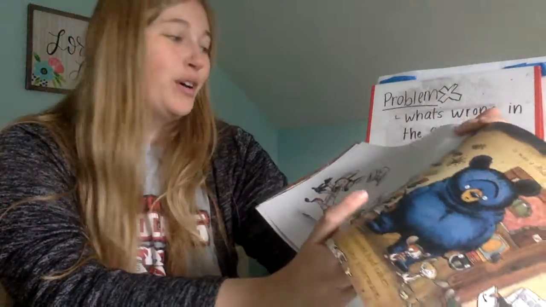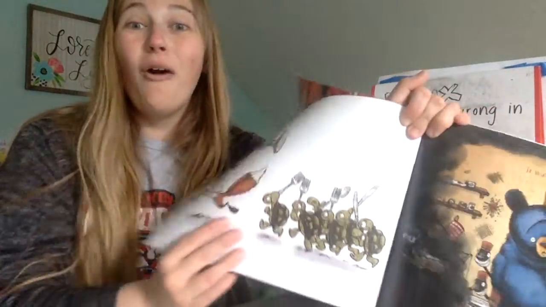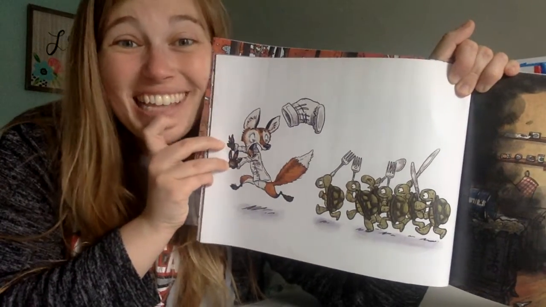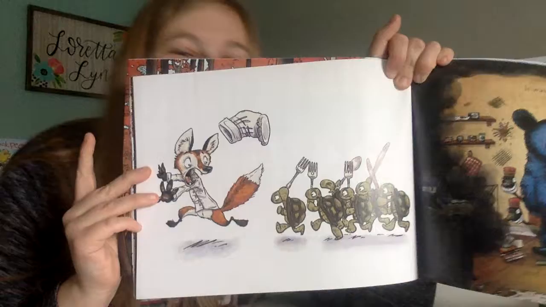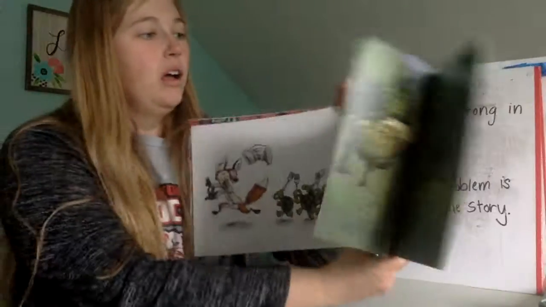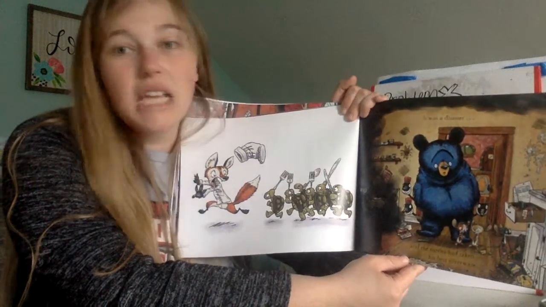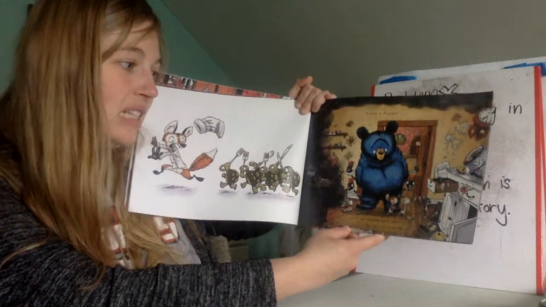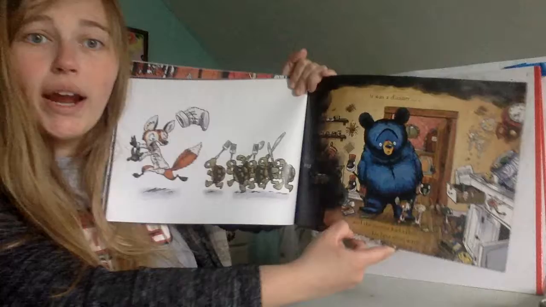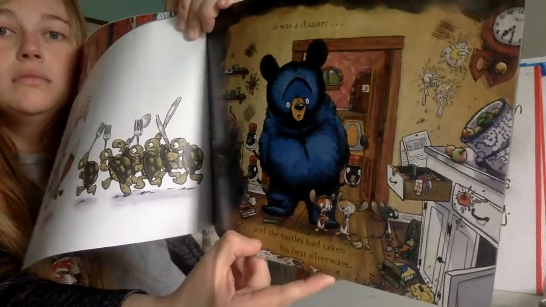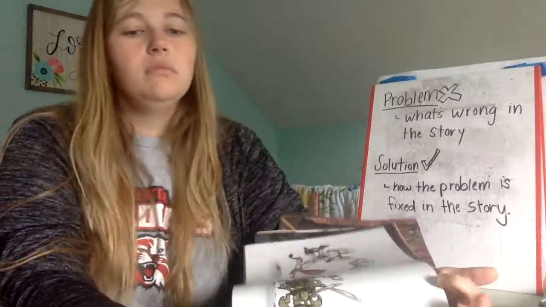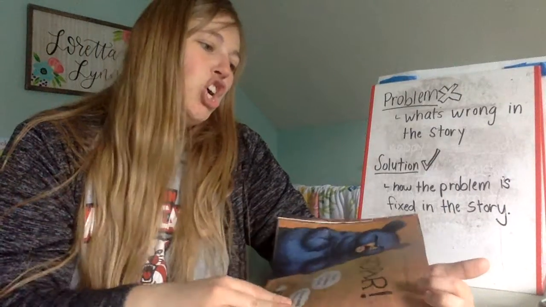There's a lot of problems in this book. Why did the turtle soup go bad? They're chasing after the fox. That's so funny. It was a disaster. And the turtles had taken his best silverware. They made that kitchen a mess.